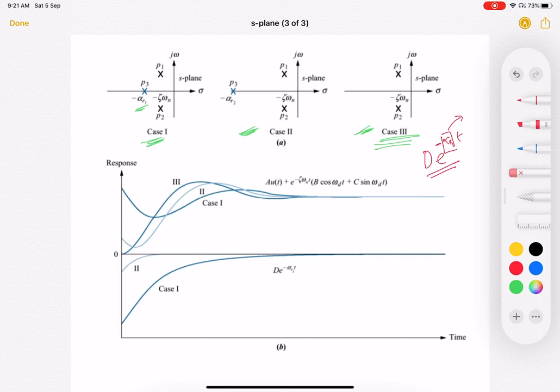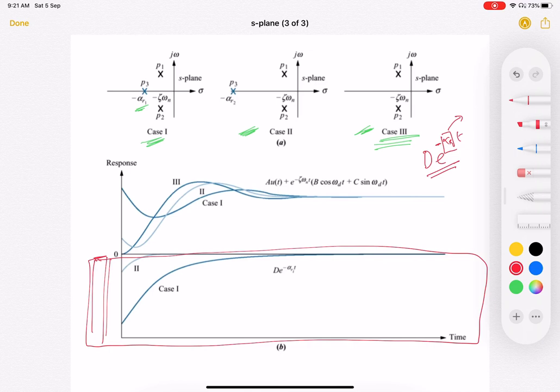The response corresponding to the third pole is drawn here in the bottom half of this graph. So he has not drawn the third case because the response is going to decay very fast. And one more thing is that if alpha r is large, the value of this residue is also going to be small, right? And that is going to come from the partial fraction expansion. So it is not going to affect our second order response because this is hardly visible at all.